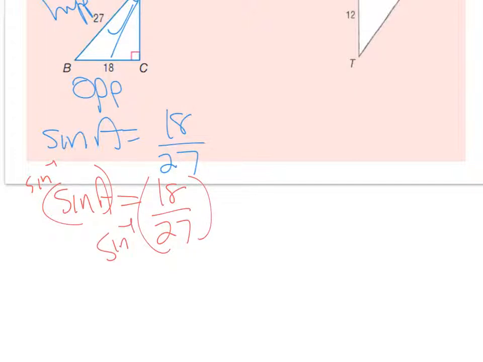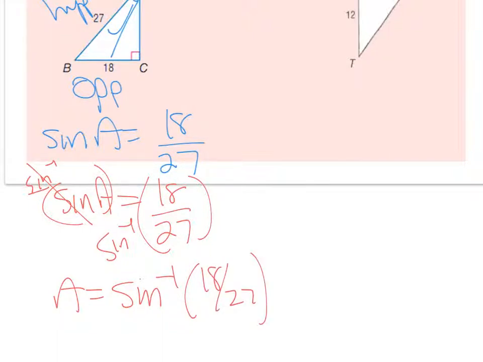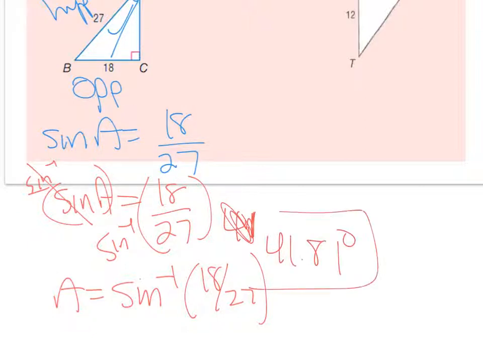So sine inverse and sine cancel out. I'm left with just A. That's going to be sine inverse of 18 over 27. So what I get when I do that is 41.81 degrees. So that's how big A is.